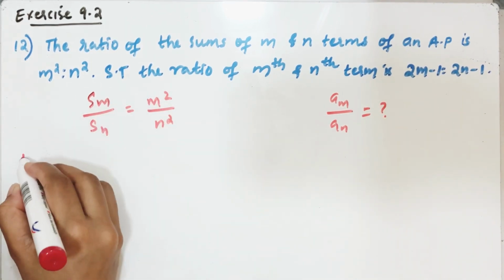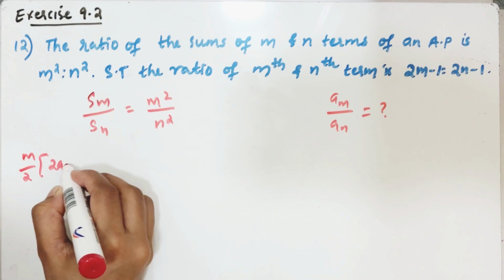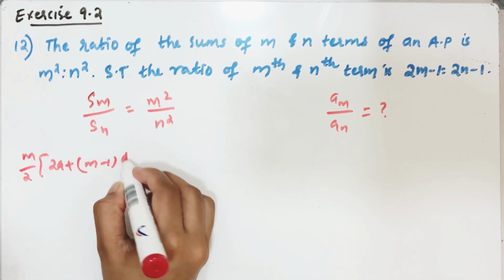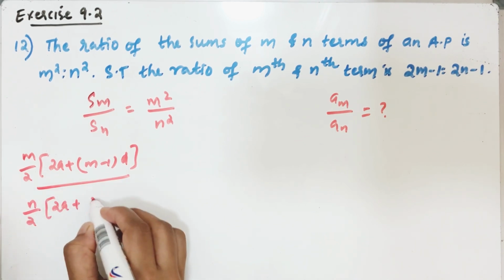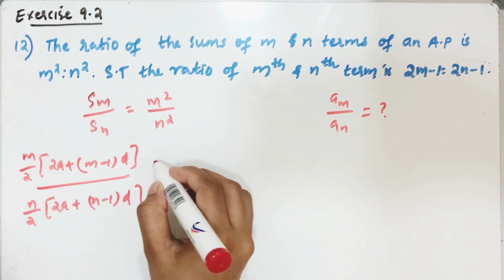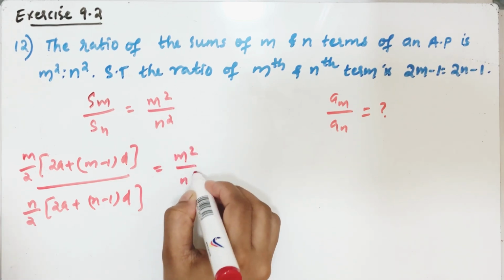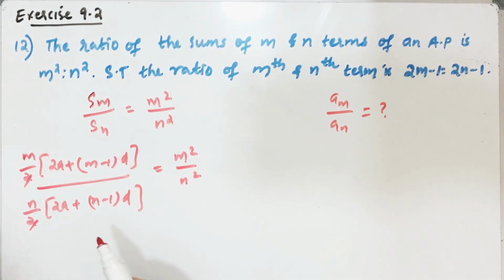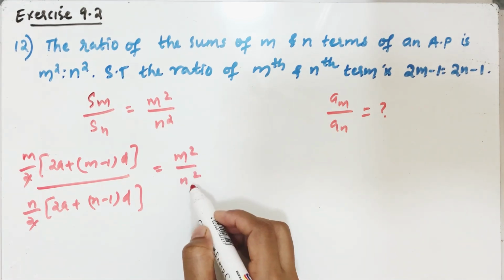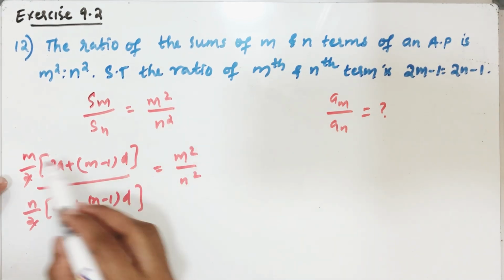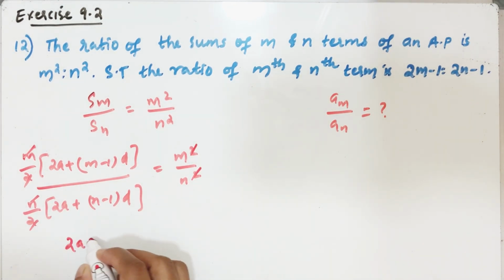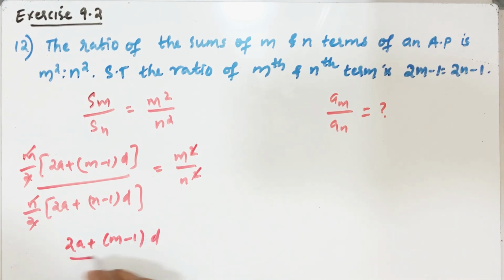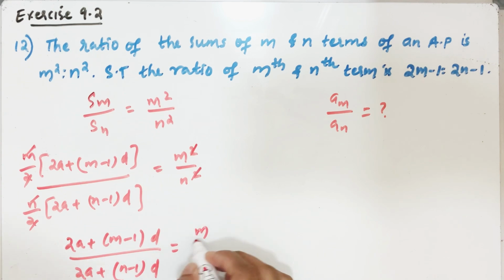What is Sm? Sm is m by 2 into 2a plus m minus 1 into d. By Sn, which is n by 2 into 2a plus n minus 1 into d, equal to m square by n square. Here 1 by 2 gets cancelled. m square by n square is m by n into m by n, so one m by n gets cancelled. This is 2a plus m minus 1 into d by 2a plus n minus 1 into d equal to m by n.